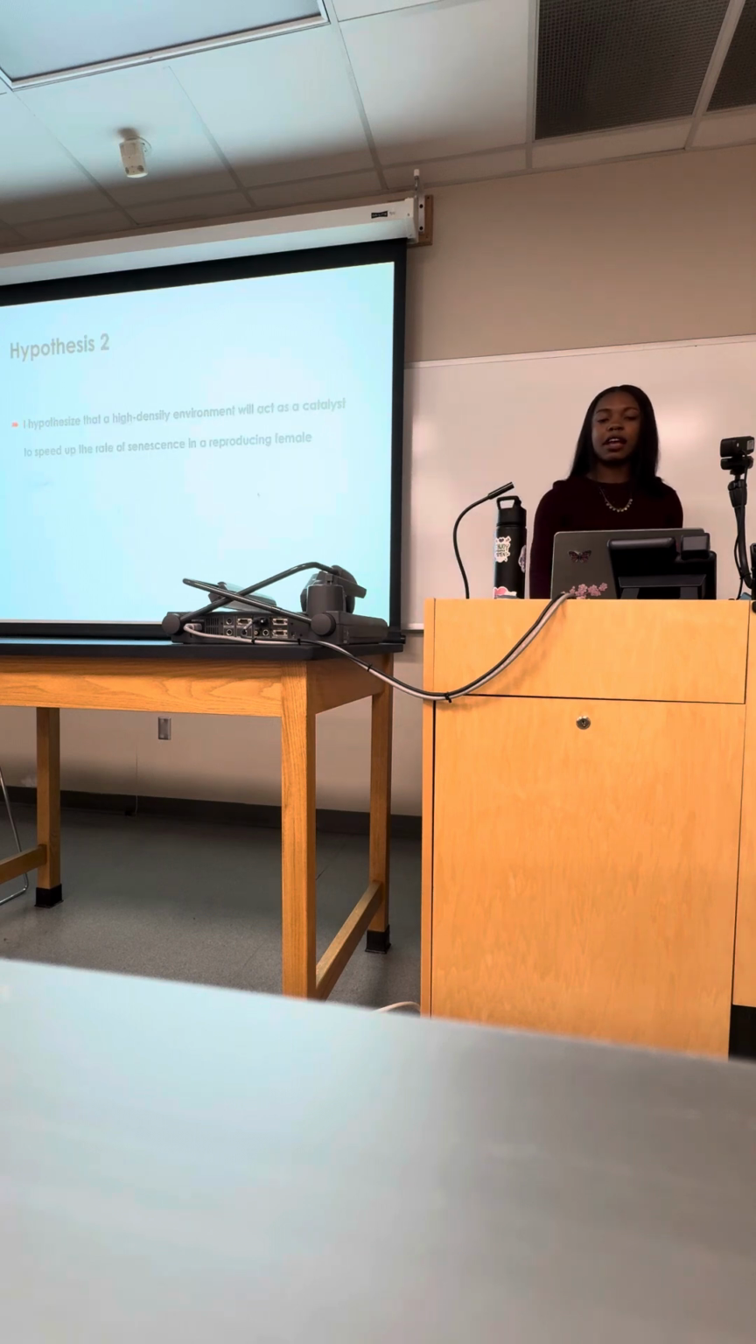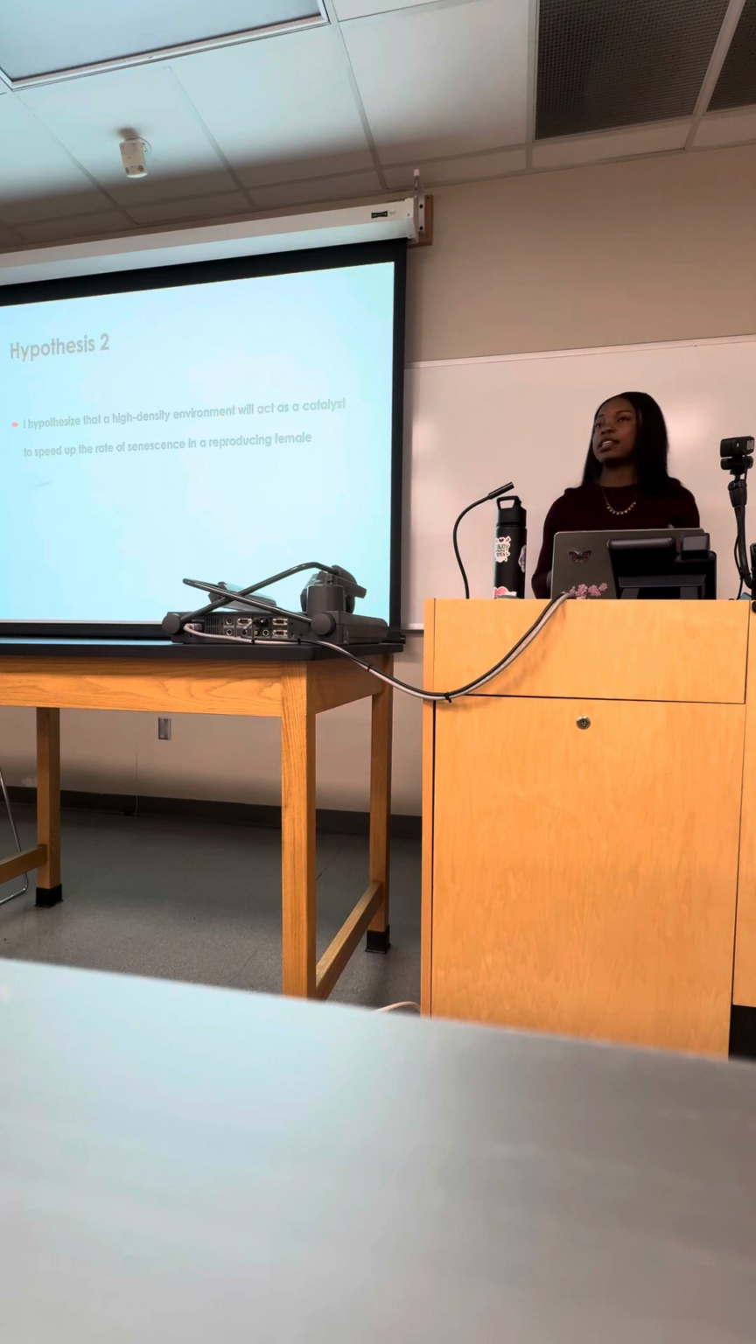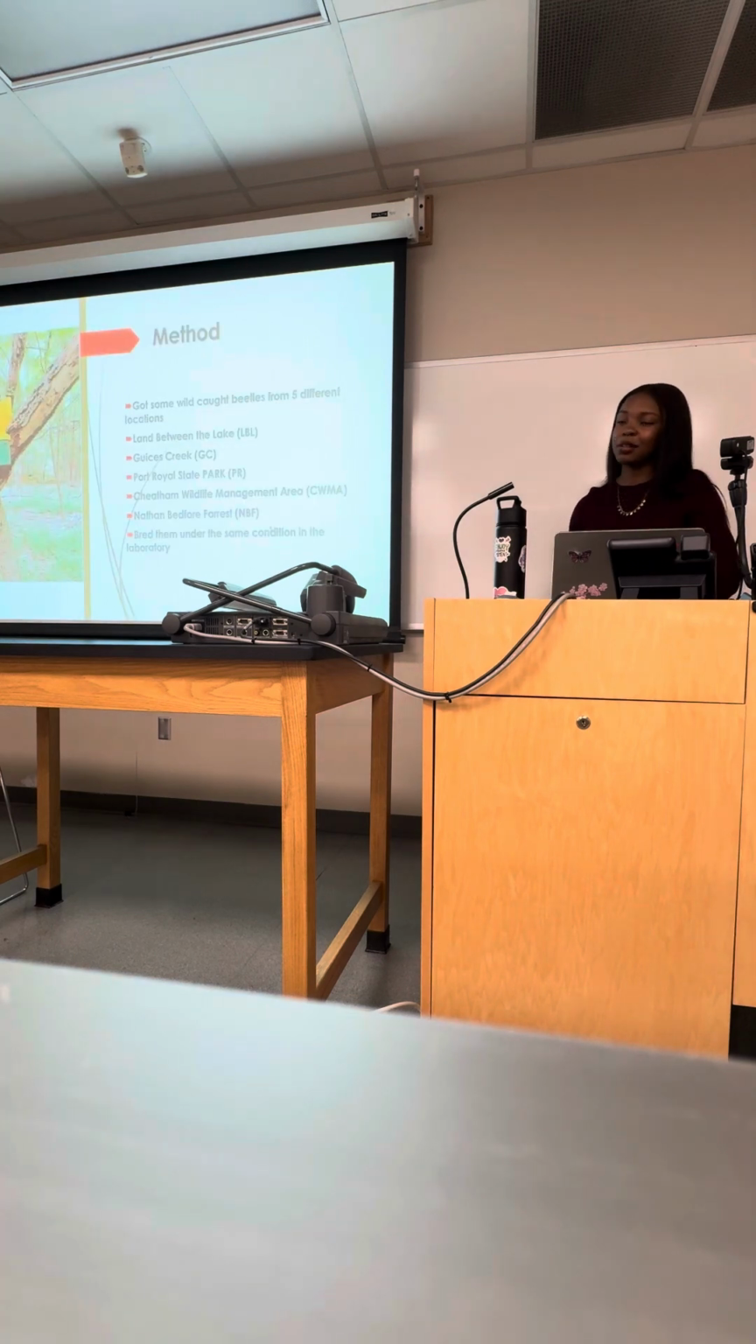My second hypothesis is that a high density environment will act as a catalyst to speed up the rate of senescence in reproductively active females. So if this is the case, I expect to see females in a high density environment experiencing faster mortality. So how did I test this?